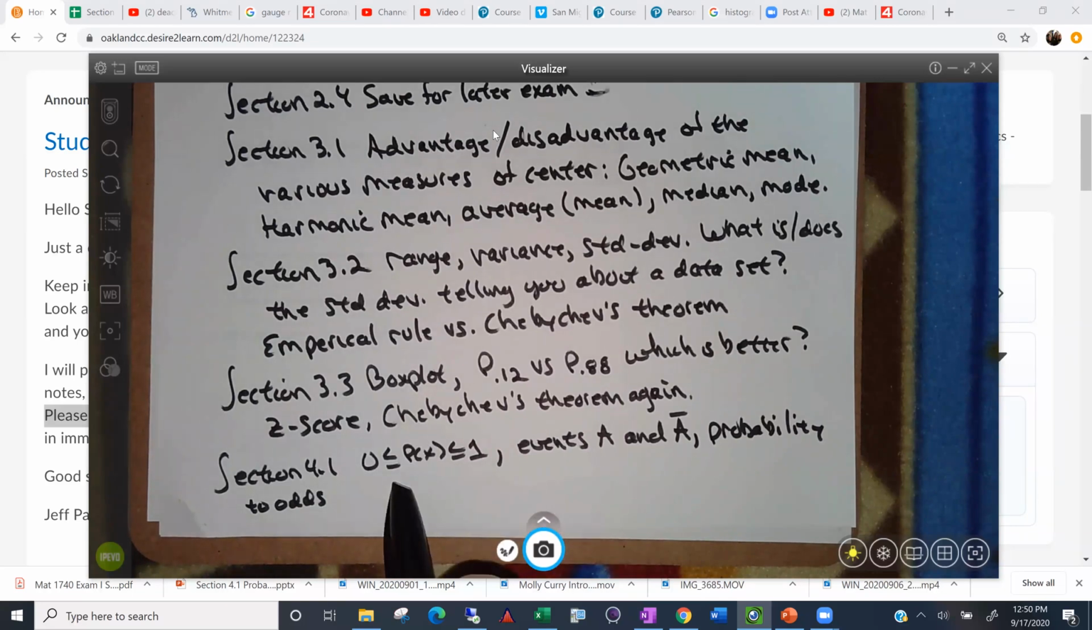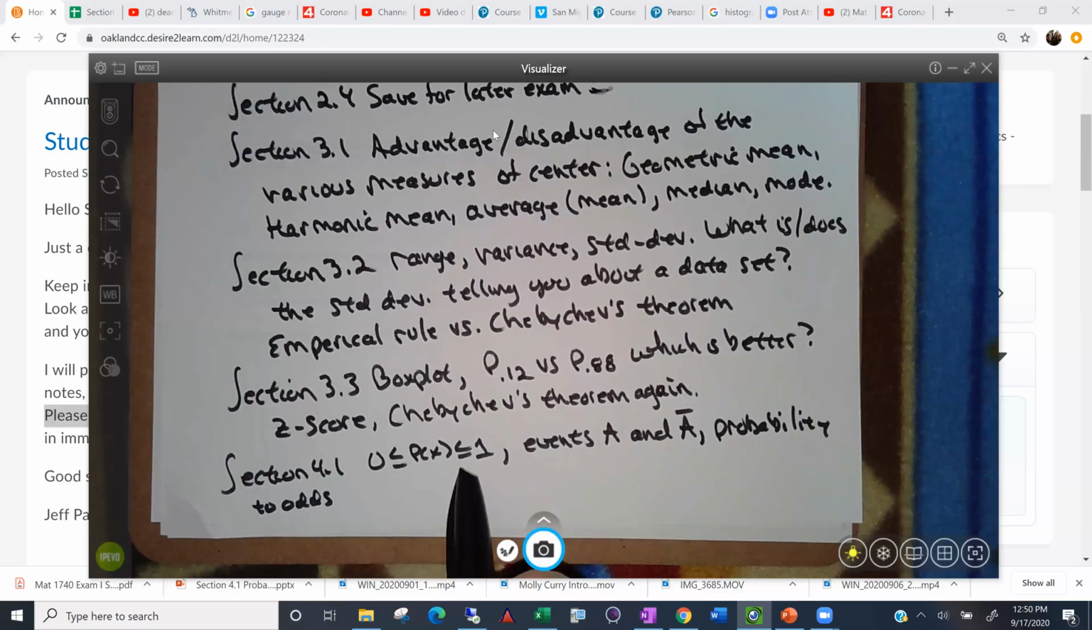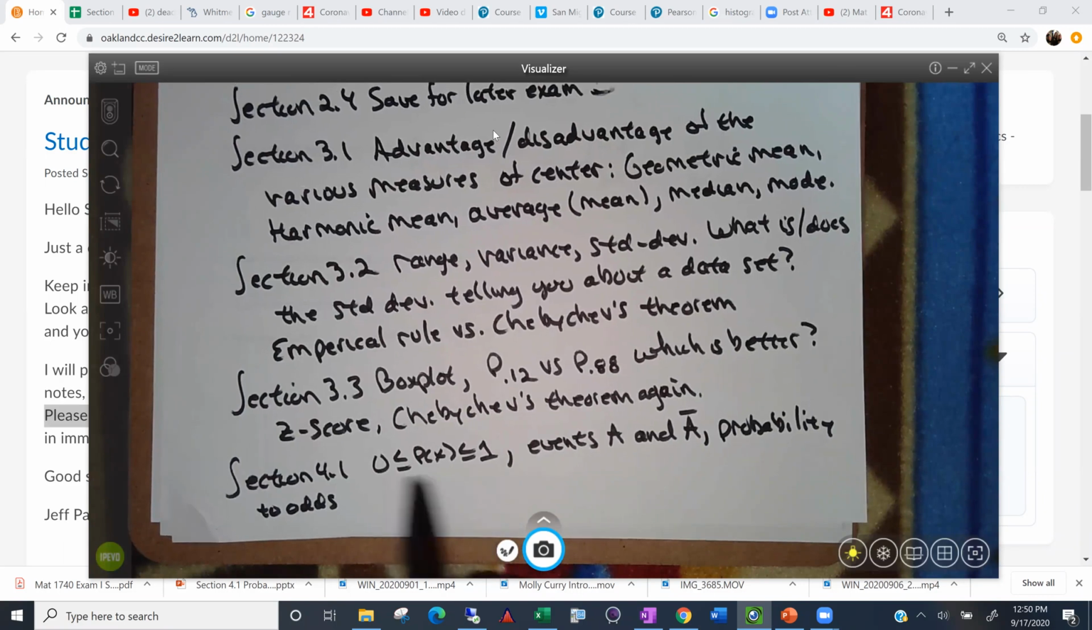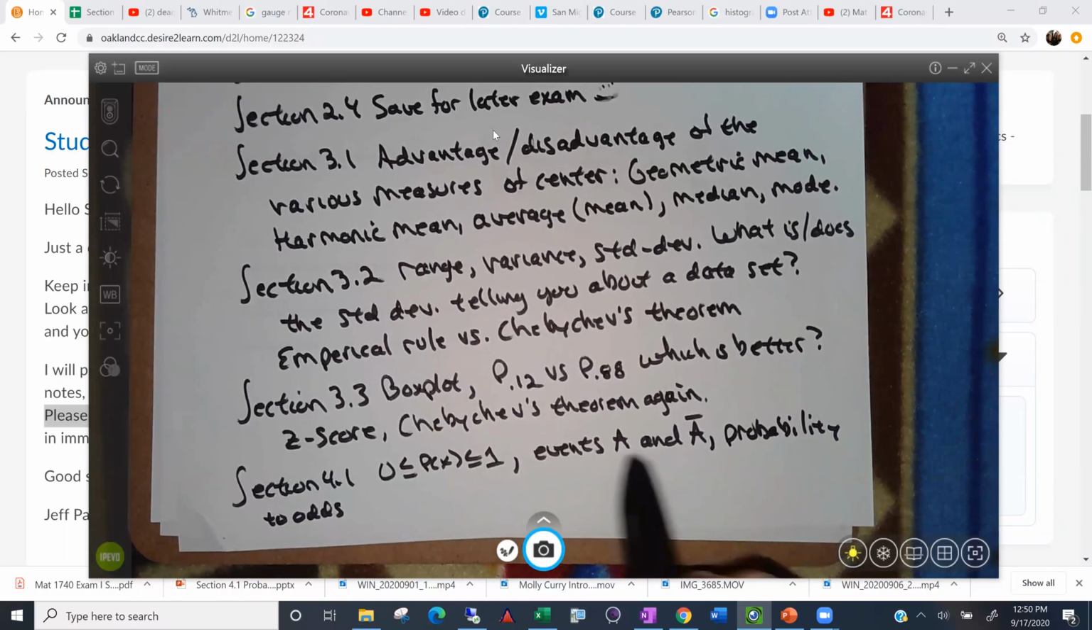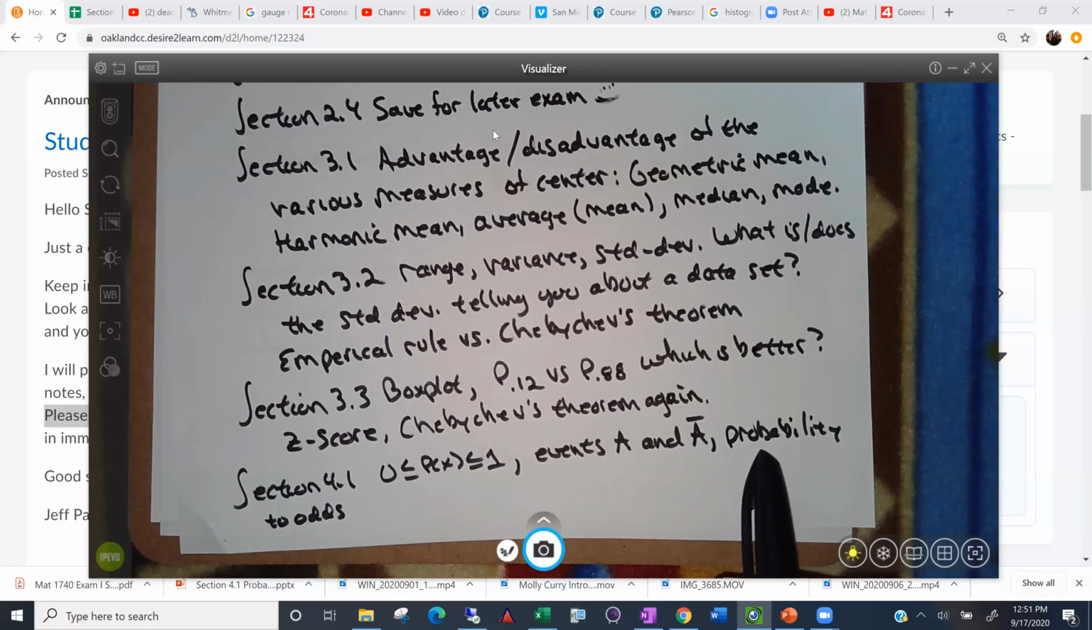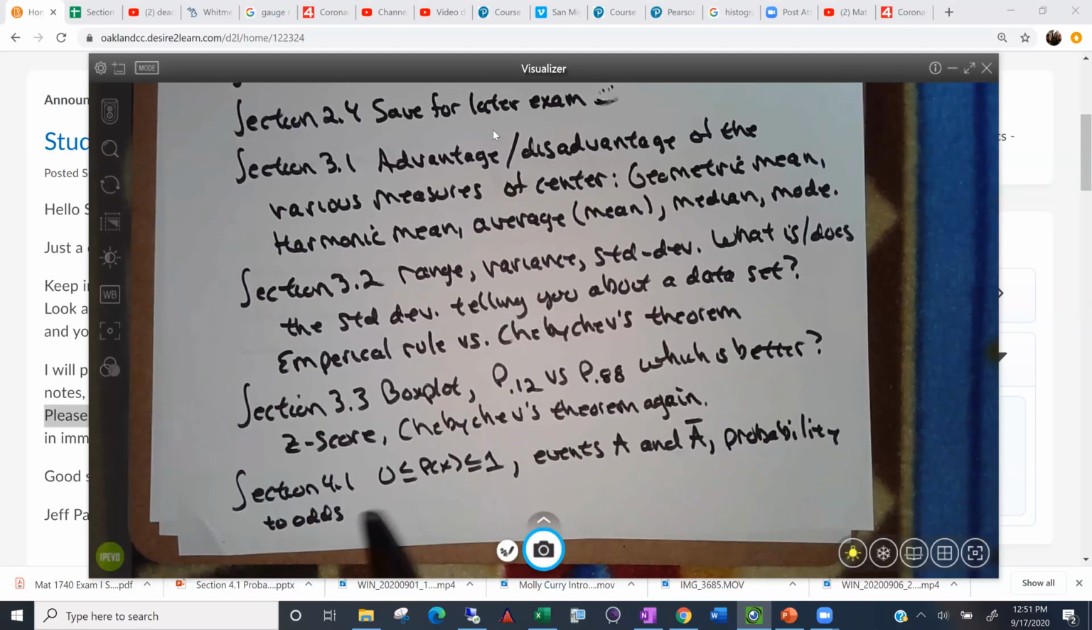Then we dived into probabilities. Probabilities are between 0 and 1. Do yourself a favor. Don't write anything down for a probability that's outside of this. We looked at events, and I asked you to understand what the complement of an event was. So make sure you understand the relationship between these two. And we went back and forth between probability and odds. We calculated net profit to try and find the payoff odds. So that kind of stuff.